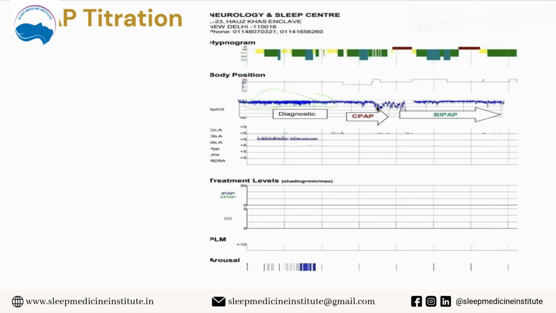Then a CPAP was attempted, and the desaturation still persisted, and then a BiPAP markedly improved the situation. So in this way, looking at just this one night, you can get an idea of what the scenario was. What else?